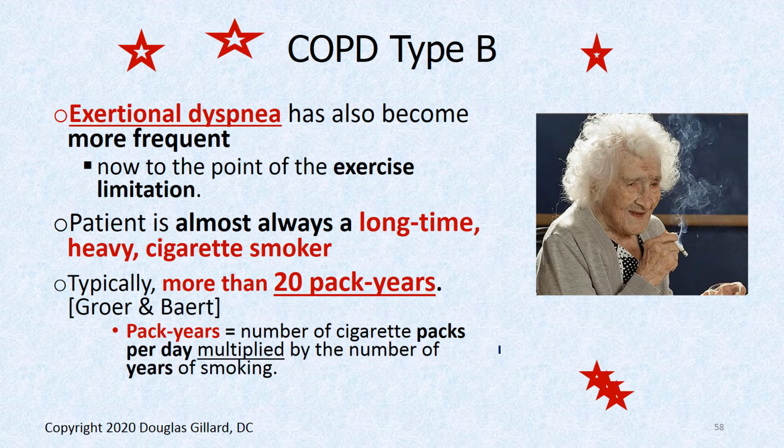As it gets worse they develop exertional dyspnea, where they can't walk up the stairs because they can't oxygenate the blood very well. They're typically very heavy smokers, 20 pack years or more. Remember a pack year, I don't know if someone's told you that. A pack year is the number of cigarette packs smoked per day, like is it 0.5 packs per day for 20 years? That will give you your pack years. You want to kill yourself, you get up around this level of smoking.